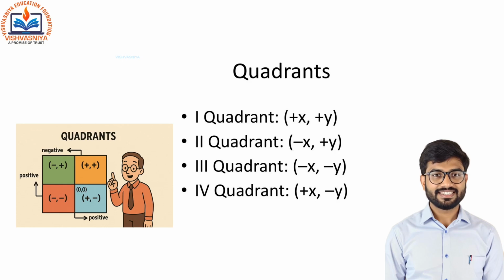Now, this plane is divided into 4 quadrants. First quadrant has plus x and plus y. Second quadrant has minus x and plus y. Third quadrant has minus x and minus y. Fourth quadrant has plus x and minus y.